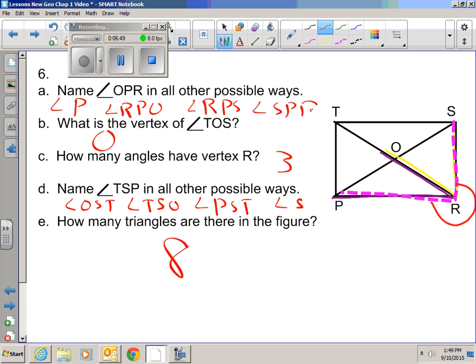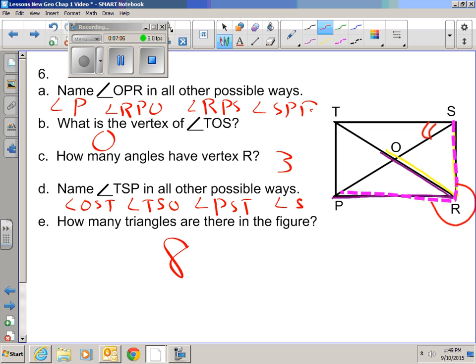Name angle TSP in all the other possible ways. It's angle OST, angle TSO, angle PST, and angle S. And TSP is this angle right there. Okay, and how many triangles are there in the figure?